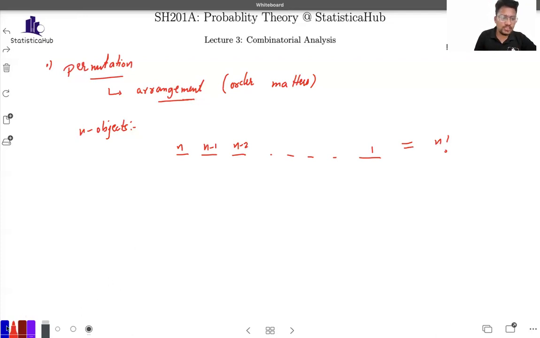Now let's move to an example. Let's say you have 3 books, and you have to arrange these books on your table. So it will be simply 3 factorial.